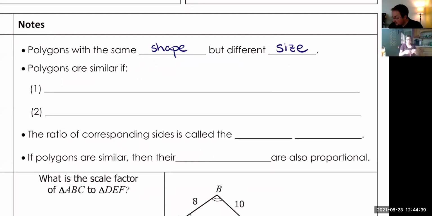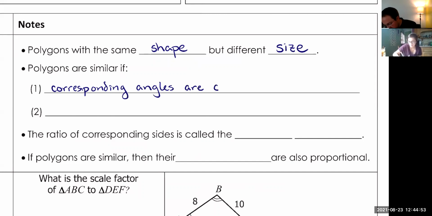So polygons are similar, more specifically, if corresponding angles are congruent. So no changes there. The angles still have to be congruent. That's what gives the shape its shape. But the corresponding sides, since the size of it is changing or varying, the corresponding sides have to be proportional.